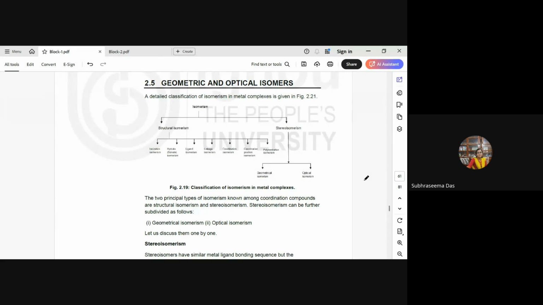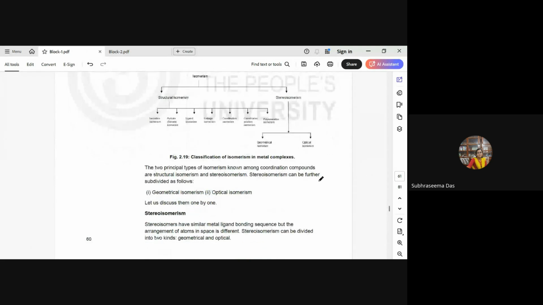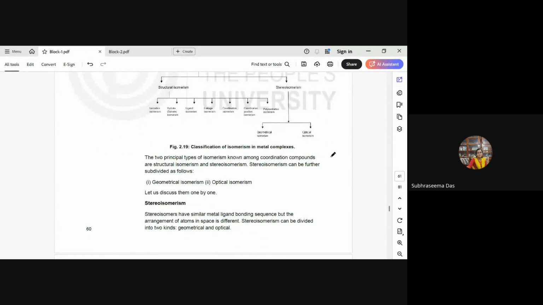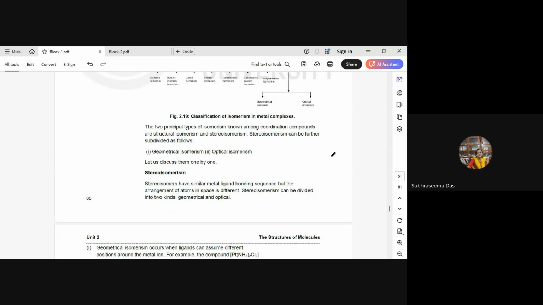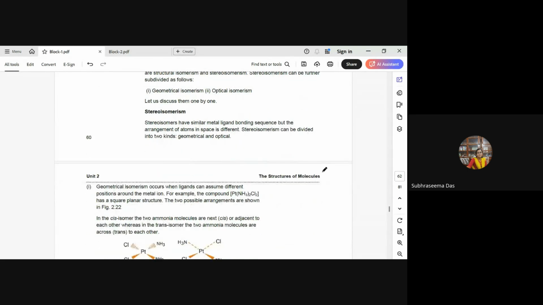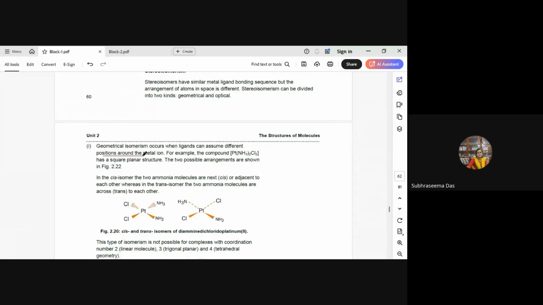These two, geometrical isomerism and optical isomerism, we will be focusing on. We'll start with the general concept of stereoisomerism. Stereoisomers refers to the arrangement of atoms in 3D or in space. Geometrical isomerism occurs when the ligands assume different positions around the metal.